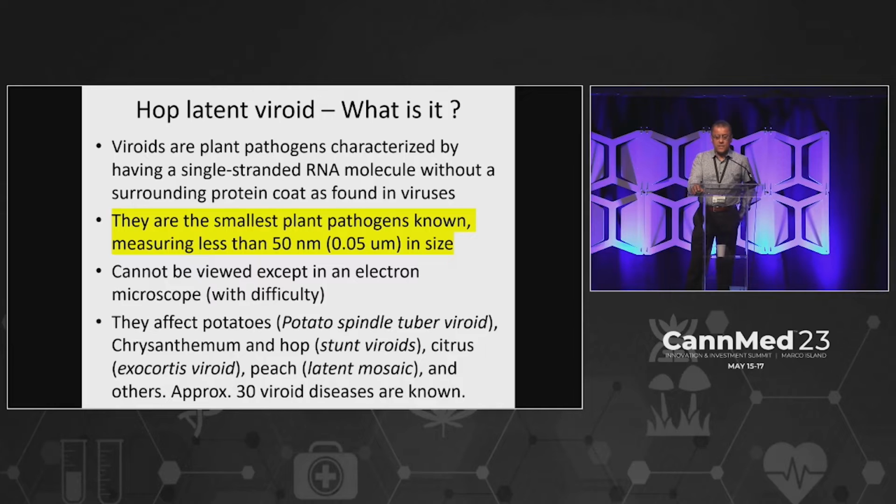What exactly is Hop Latent Viroid? It's a RNA molecule that exists in these particular plants. They happen to be the absolutely smallest pathogenic organism that we know of, which is 50 nanometers, which is 5/100th of a micron. It is so small that we can't even see it other than with an electron microscope. It's a pathogen that does occur on other plant species such as potato and chrysanthemum, peach, and so on. It does not affect humans or animals. It seems to be restricted primarily to plants. And at this point in time, I consider this to be the COVID of the cannabis world. And you'll see why in a few minutes.